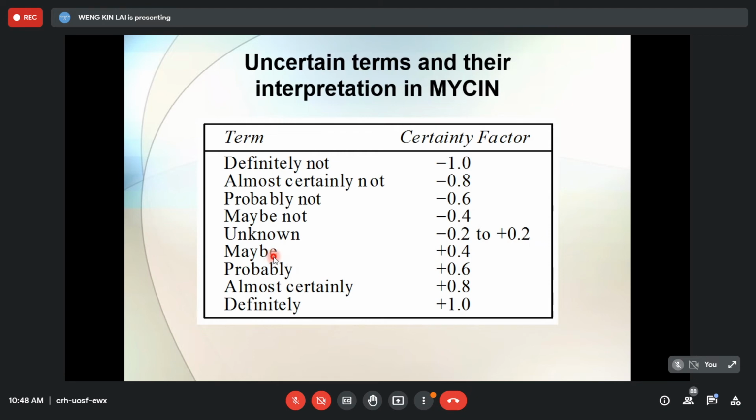Then moving to the positive side, maybe is 0.4, probably is 0.6, almost certainly is 0.8, and definitely is 1.0. You can see here that the one at the top is actually a mirror image of the one at the bottom. This is negative, this is positive. You can see they are the same values, just with an extra word, not. Maybe not is -0.4, and maybe is 0.4. So this is how you assign your certainty factor value in your MYCIN system.